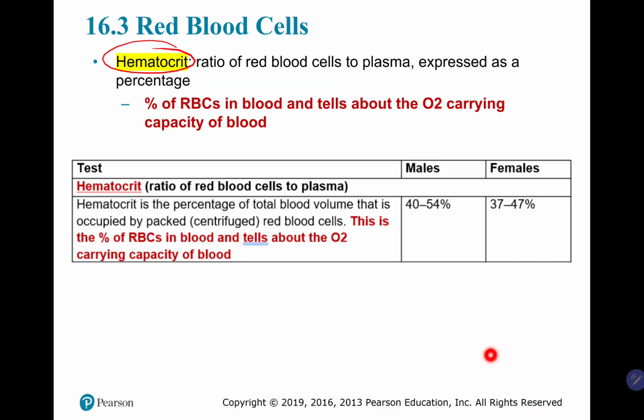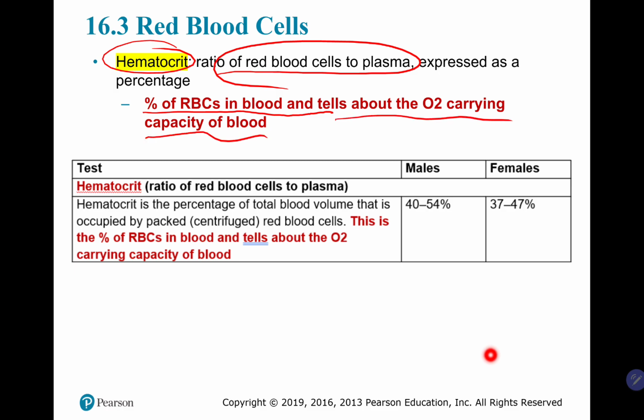Hematocrit is just simply the ratio of red blood cells in your blood, okay? It tells you the ratio of red blood cells to your plasma, and it tells you about your oxygen carrying capacity of your blood, okay?